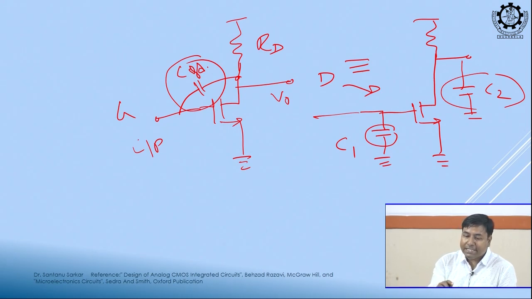Okay. So, application of Miller capacitance, you will find for all high frequency models. Okay. So, we will conclude here and we will end today's class here.